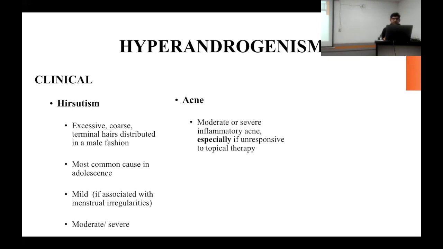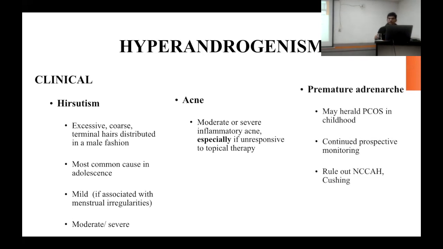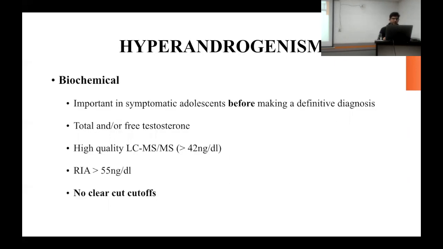Acne, as I mentioned, moderate to severe inflammatory acne, especially if unresponsive to topical therapy. And premature adrenarche, as well, pubic hair before the age of 8 years, may lead to PCOS. So these patients we need to keep on a lookout and rule out NCCH as well as Cushing's syndrome.